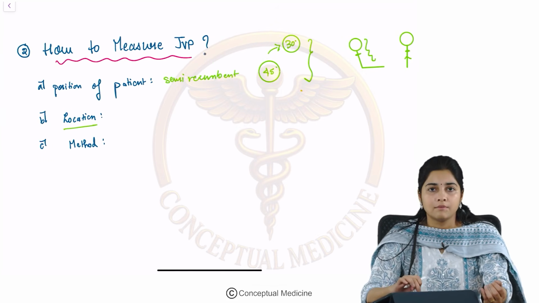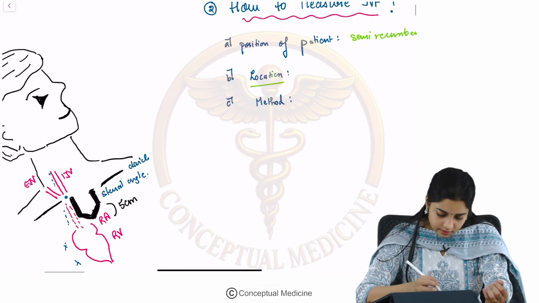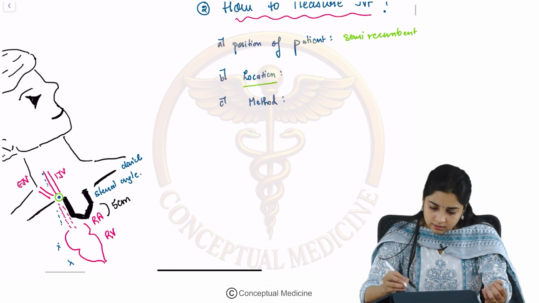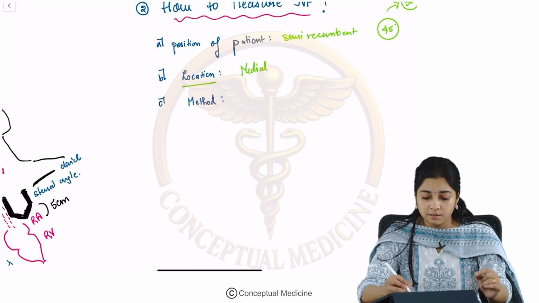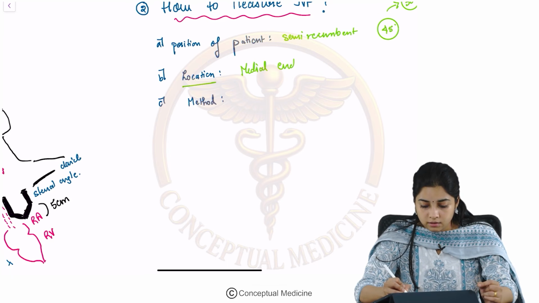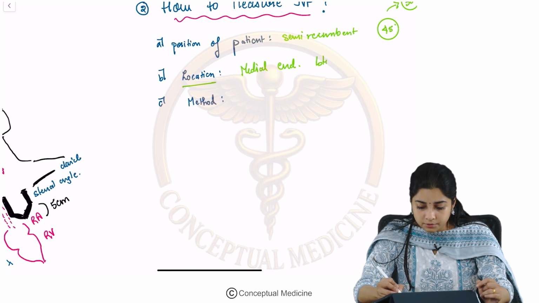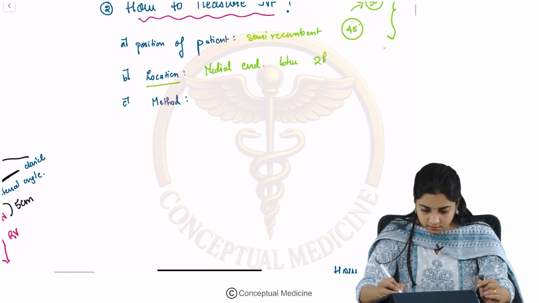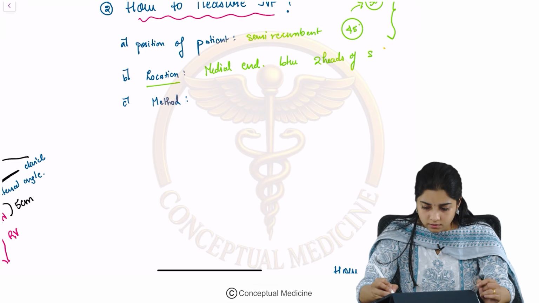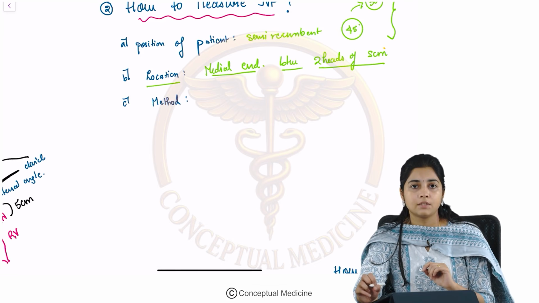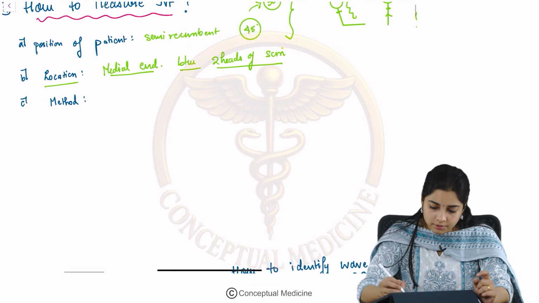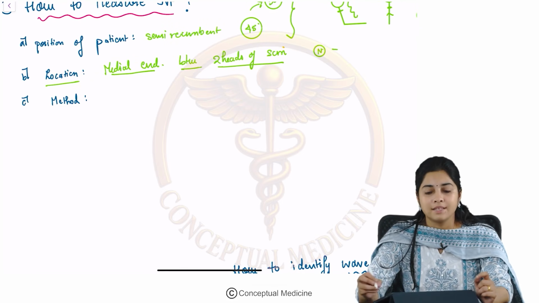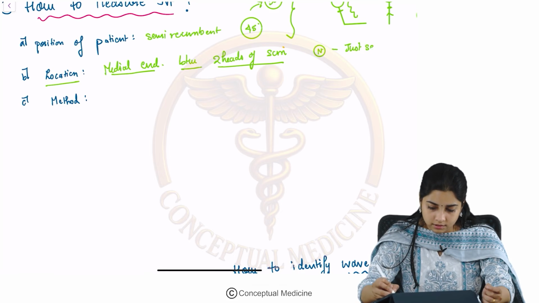Where is this JVP pulsation located? As you can see here, it is located at the medial end of the clavicle, just above the clavicle, between the two heads of the sternocleidomastoid. At the medial end of the clavicle, between the two heads of the sternocleidomastoid is where you will see the jugular venous pressure. In a normal individual, the pulsations will be just seen.